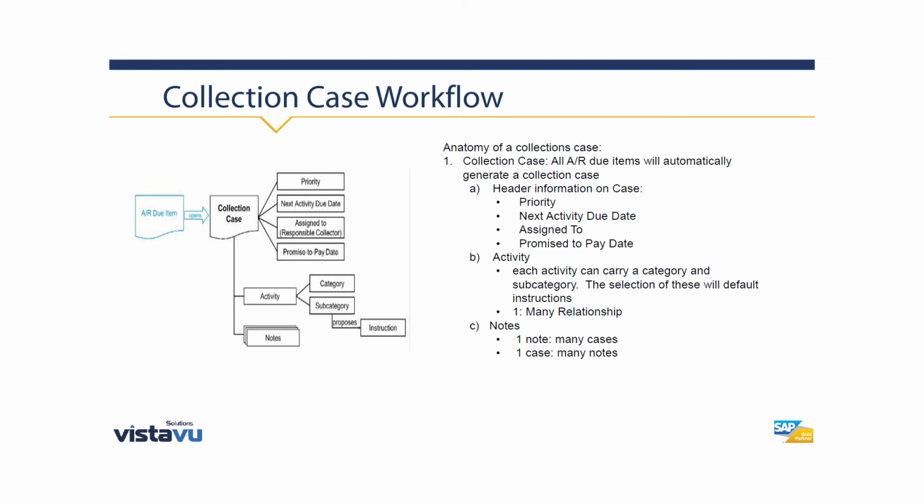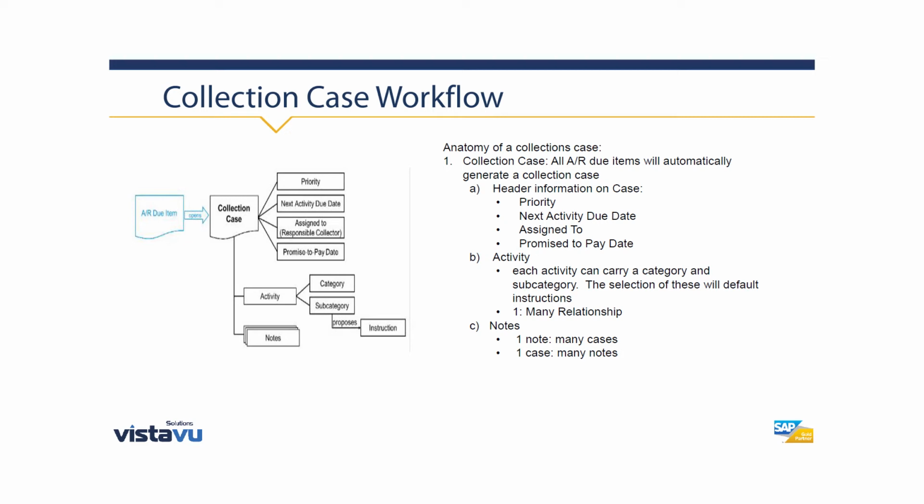The collection case has a couple of different components to it. At the collection case header, it has priorities, which are automatically set by the system depending on different criteria, and I have that in this presentation. Then the next activity due date. There are different activities that automatically get queued up within the collection case, for which you can set different thresholds. So that's automation of when the next activity needs to occur, and who the overall responsible party is, whether it's someone internal or even external.